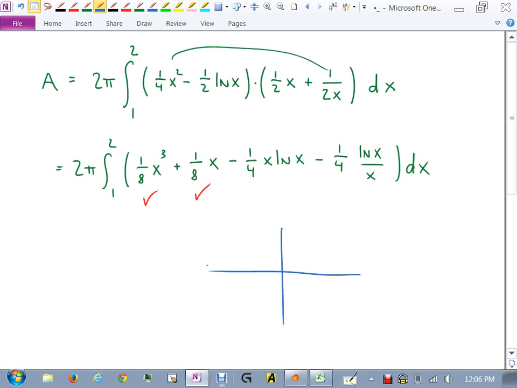Let's just look at it down here. If I let u be natural log x and dv be x dx, you see what I'm doing here? Ignore the negative 1/4. What's du going to be? 1 over x dx. What's v going to be? 1/2 x squared, right? And u v minus the integral of v du is just 1/2 x, which is easy to integrate. So that would work. What about this one?